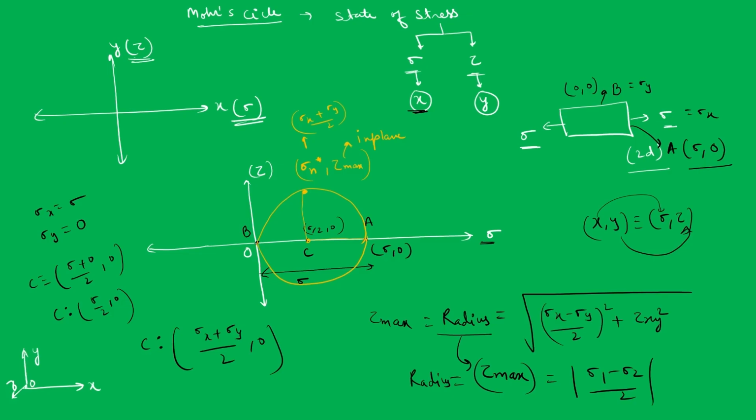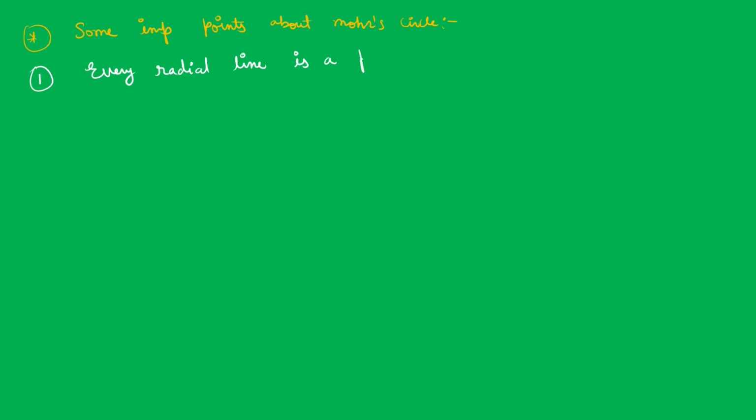Now, there are some important points about the Mohr circle. Let's see them one by one. The very first point is that every radial line is a plane. Okay, every radial line is a plane.